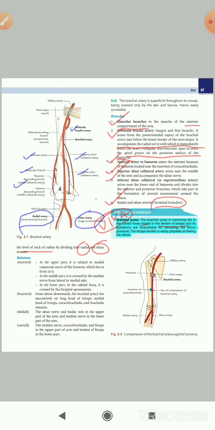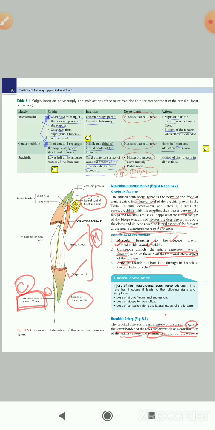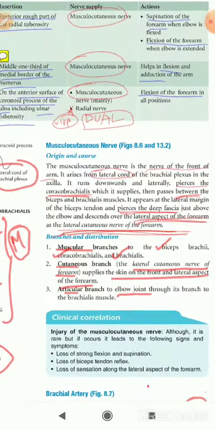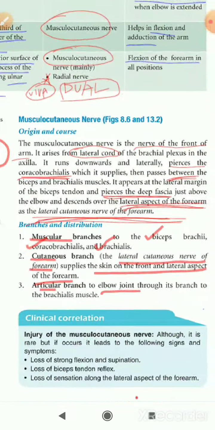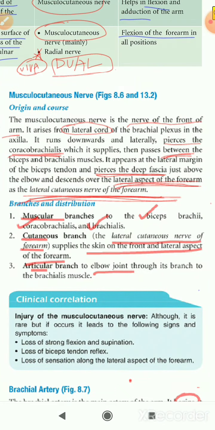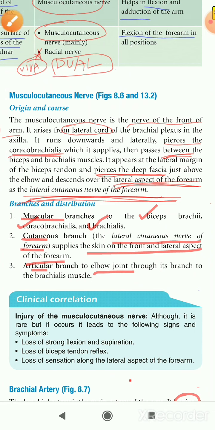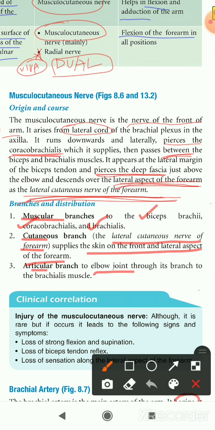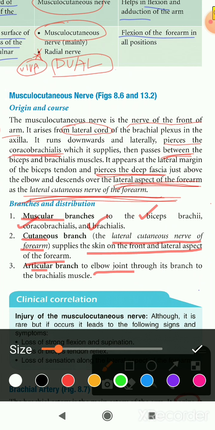Okay, so let's learn about the musculocutaneous nerve. It is clinically very important. So in the viva it is asked, tell me the course of the musculocutaneous nerve, or which muscles are supplied by this nerve. Okay, so let's learn. It is a very small nerve. The musculocutaneous nerve is the nerve of the front of the arm.